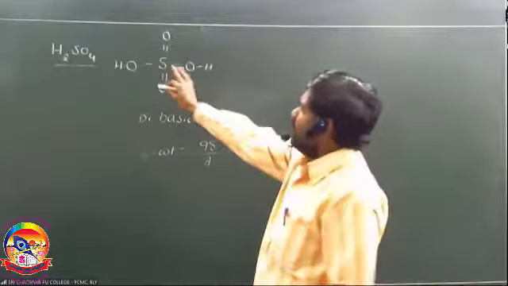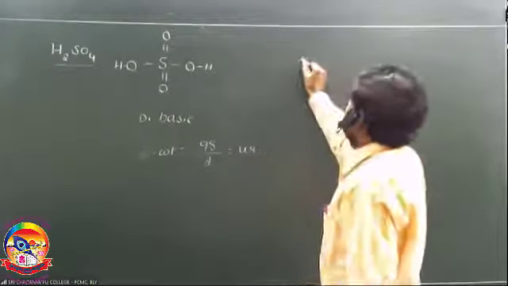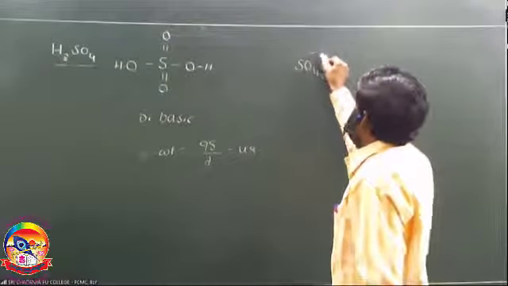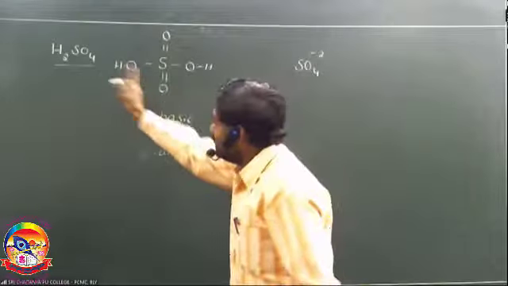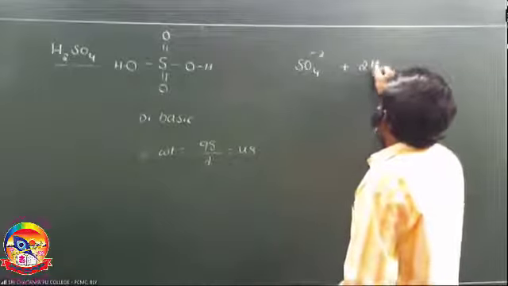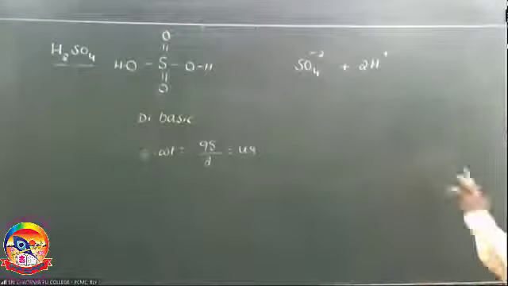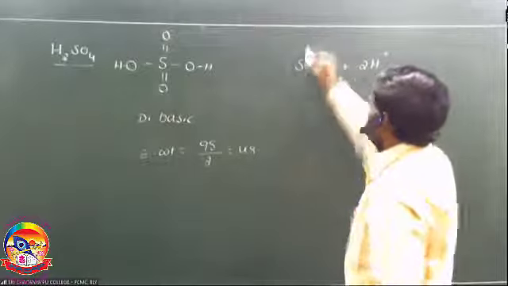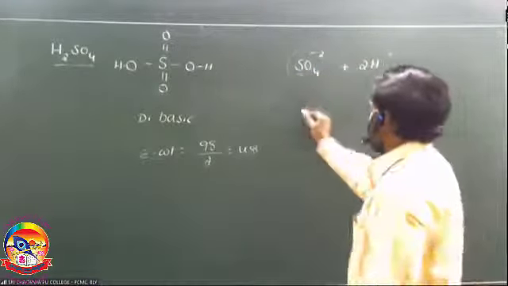So what is the hybridization of sulfur in sulfuric acid? Take the sulfate ion. Sulfate ion means SO4 minus 2, because sulfur is attached with 4 oxygens, and hydrogens are attached with oxygen. Sulfuric acid is ionized to SO4 minus 2 and 2H plus ions. In this sulfate ion, find the hybridization of sulfur.